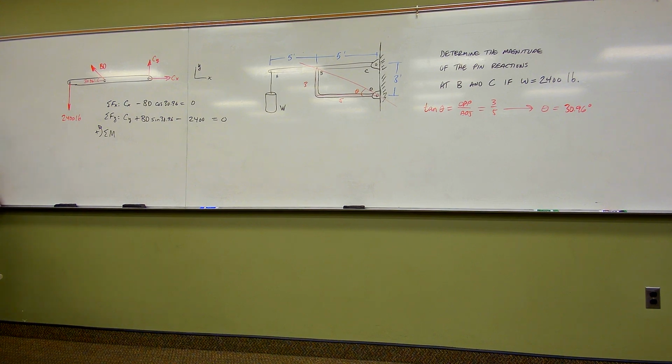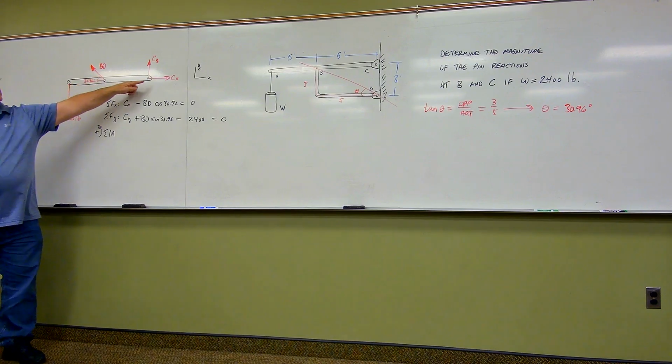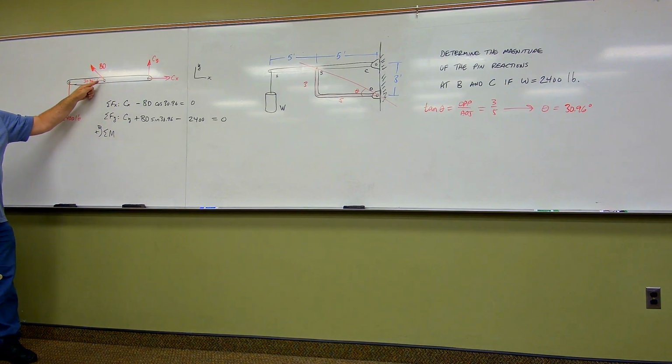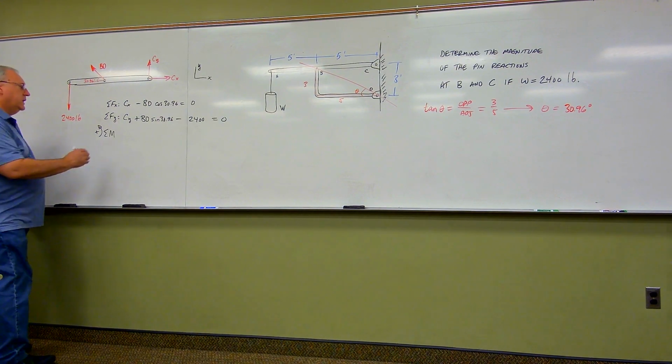This just comes down to, well, which place do you want to use? Take a moment to ask yourself, where would you write your moment equation? Knowing that every answer is right, where would you do it? Me, I'm liking point B. Because think about this, if I choose point B, then I don't have to worry about BD at all. I don't have to worry about CX, it's passing right through point B. So my moment equation is going to have CY and 2400 in it. That's easy. So let's do it about B.